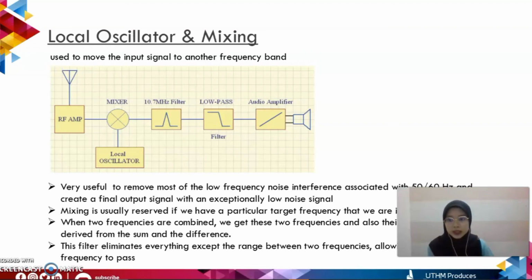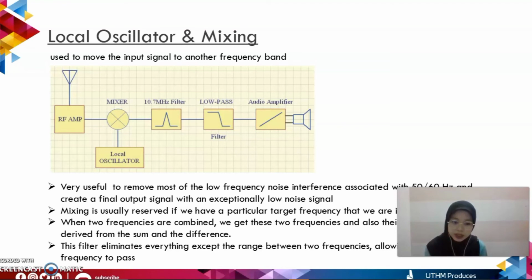A mixer is usually used if we have a particular target frequency that we are interested in. When two frequencies are combined, for example 100.5 MHz and 89.8 MHz, we not only get these two frequencies, but we also get their sum and difference derivative frequencies, which are 10.7 MHz and 190.3 MHz.